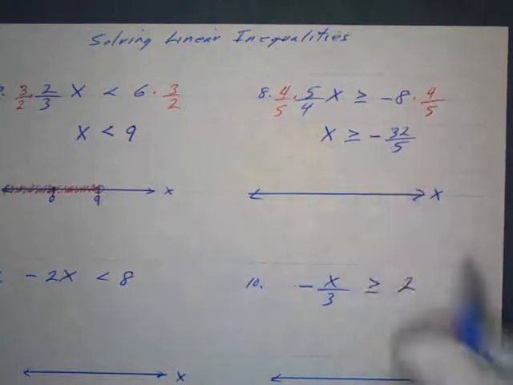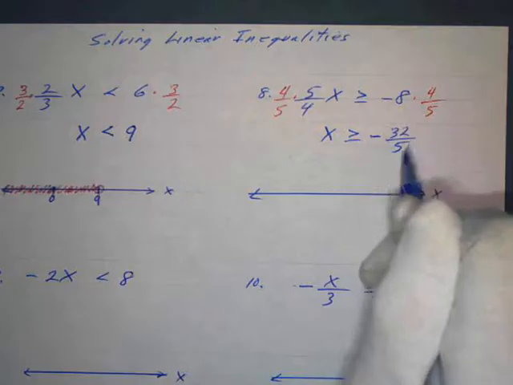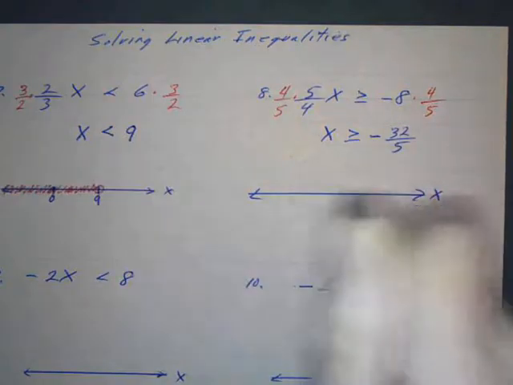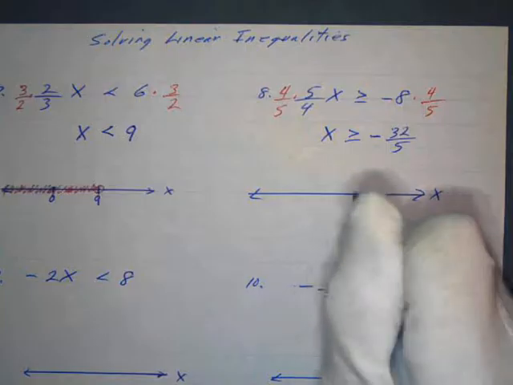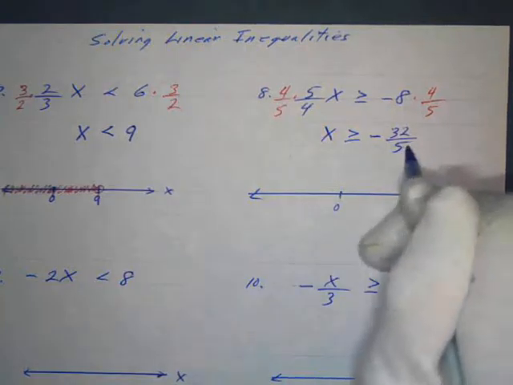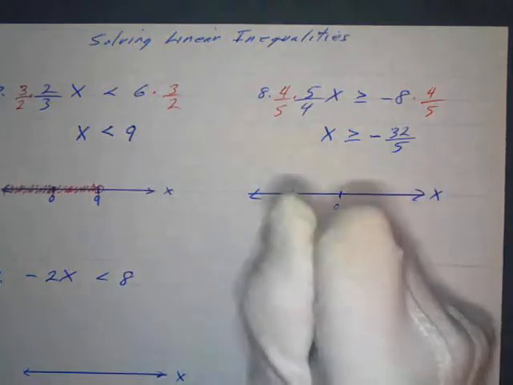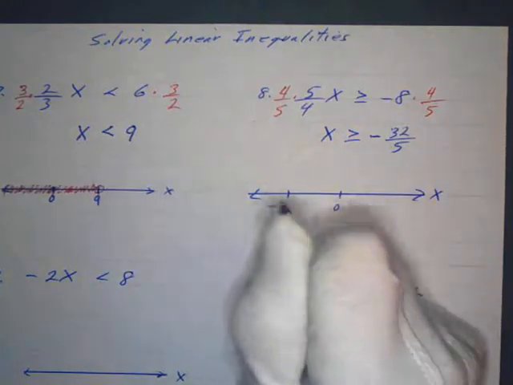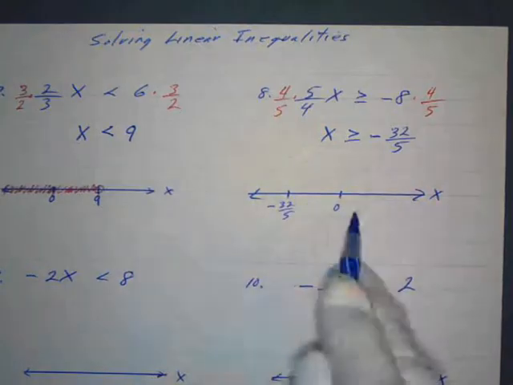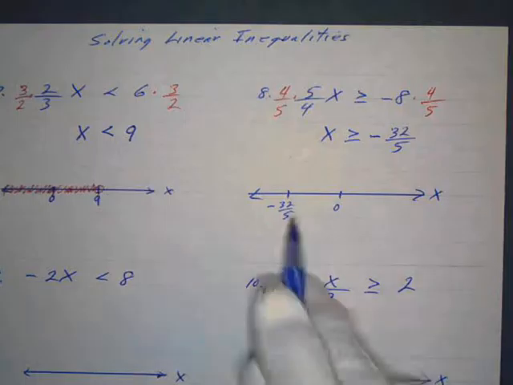If I leave it as an improper fraction, I'll just find 0. I know it's going to be greater than negative 32 over 5. And that's going to be a negative, so that's going to be to the left of 0. So I'll put my 0, I can put my 0 anywhere. I can put it over here. And I actually can put my negative 32 over 5ths anywhere as long as it's to the left of 0. So I can put it over here. Now remember, I don't have a grid on here, so I don't have the markings, so I don't really need to place this.